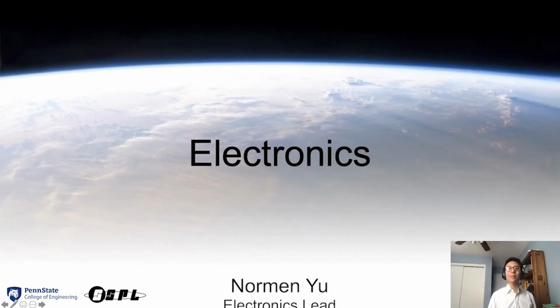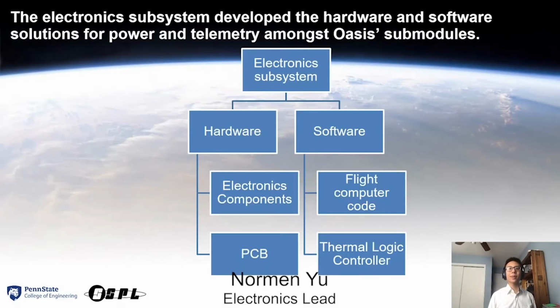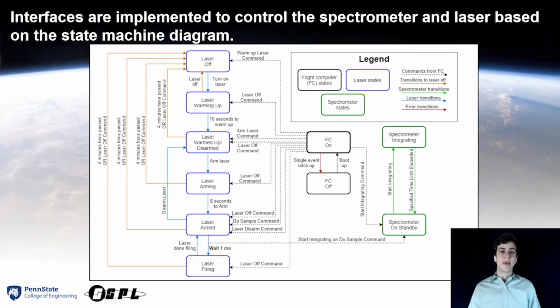In the electronic subsystem, we will first discuss the flight computer code, followed by the hardware design that provides power and telemetry to Oasis's submodules. To develop the flight computer code for OASIS, we followed the state machine diagram shown on screen. The state diagram was used to plan out our software's commands to control the various components of OASIS.